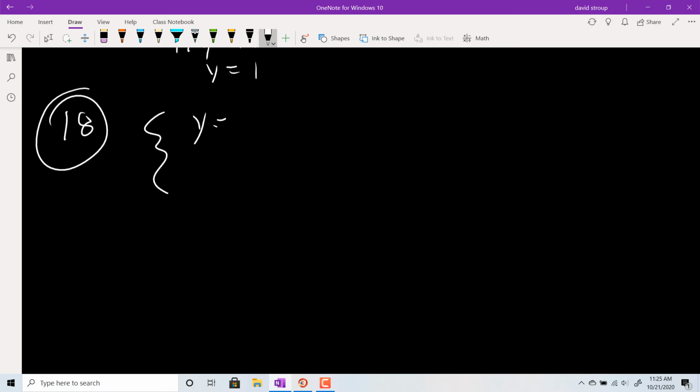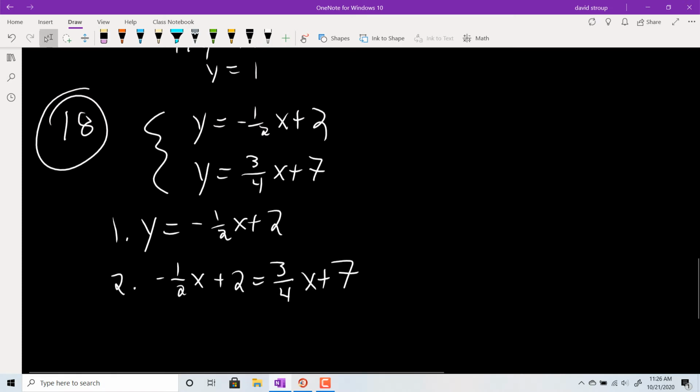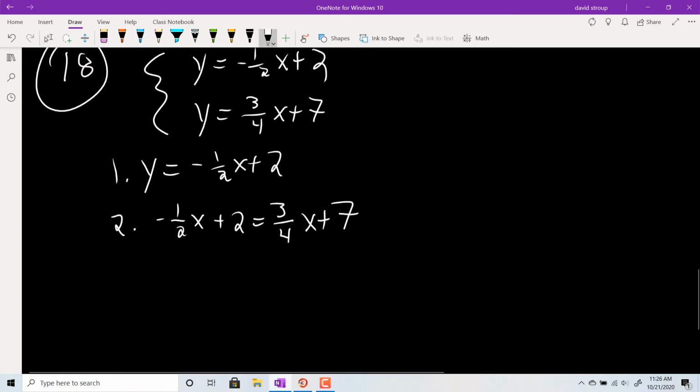So we have y equals negative 1/2 x plus 2, and y equals 3/4 x plus 7. Okay, both of these equations are solved for y, so you could pick either one. And then substitute that into the unused equation. And essentially what you're doing is setting the equations equal to each other, right? Which is a tried and true technique for solving systems of equations, so finding the intersection points. Just set the equations equal to each other.